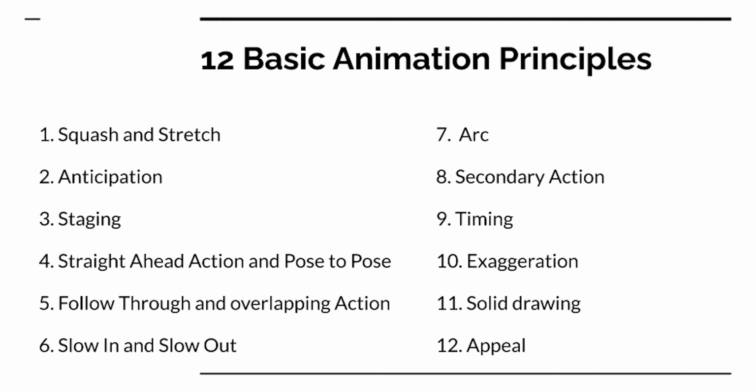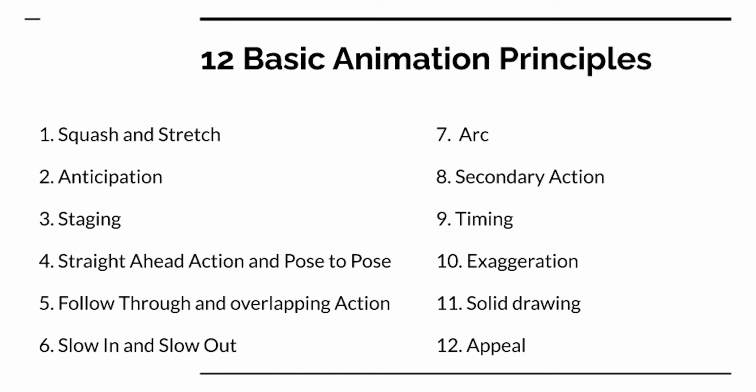Secondary action is more animations you can create to give your scenes more life, like an eye blinking, for example. Timing is the speed that an action occurs, and this is also giving it more of a sense of material and weight. Exaggeration is one of the special things about animation that you can make it appear larger than life and give more of an impact in each action.